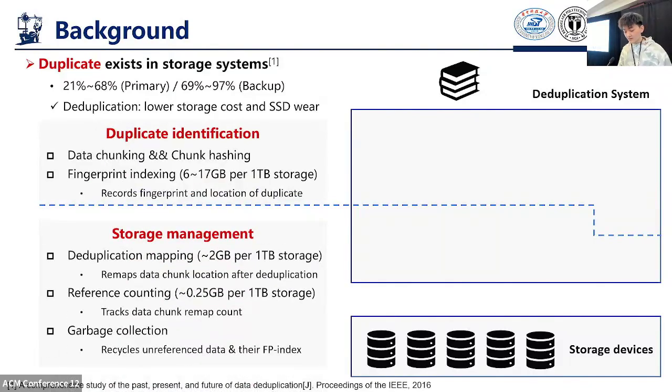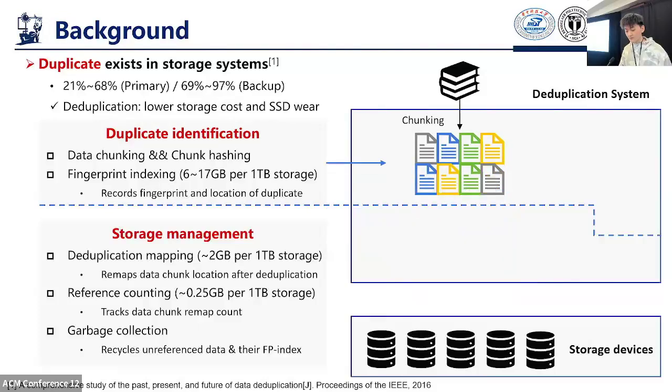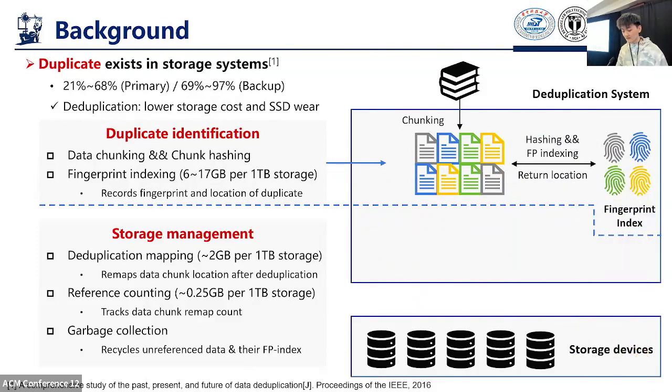It has two main components: deduplication and storage management. First of all, data streams are split into small-sized data chunks, such as 4 kilobytes. And then they are hashed to smaller size fingerprints as their unique identifiers. By comparing fingerprints, duplicate data can be identified.